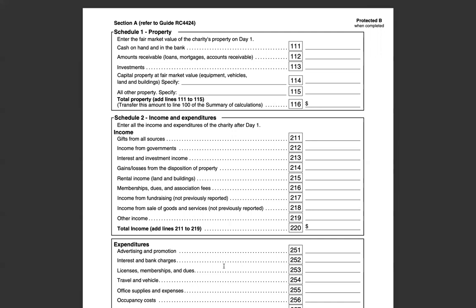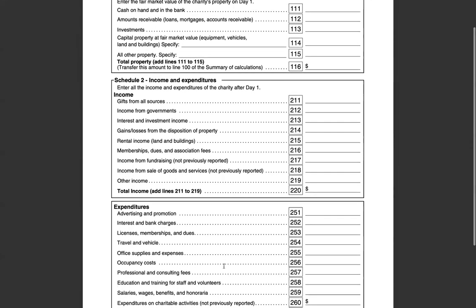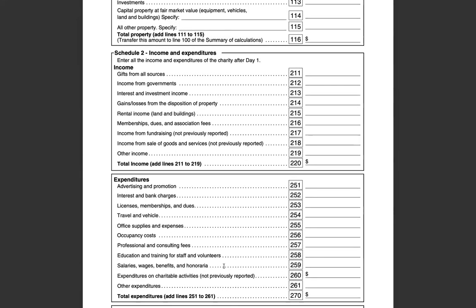Then on schedule 2, the income and expenditure. The income from all sources is on line 211: income from government, interest and investment income, gains and losses from the disposition of property, rental income, membership dues and association fees, income from fundraising, income from the sale of goods and services, and other income.